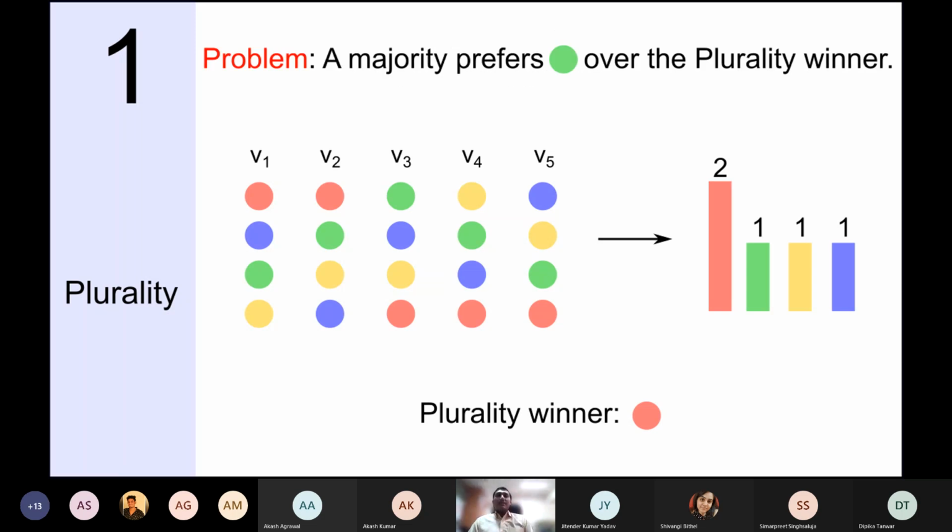So plurality is nice. It's very simple. But it suffers from a very basic problem, which is that sometimes a majority of voters might prefer some other candidate over the one chosen by plurality. For example, in this case here, although plurality chose red, there's a majority of voters who prefer green over red: V3, V4, and V5. So 3 out of 5 voters prefer some other candidate over the one chosen by this voting rule. So the majority are not happy with this outcome.